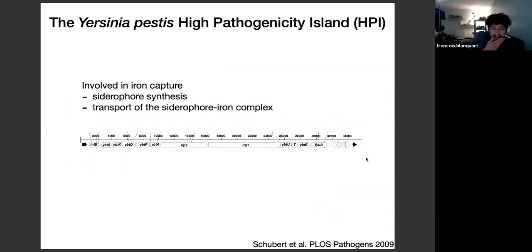So here we wanted to investigate that a bit further, and we focused on one specific virulence gene, which is actually an island, so a group of genes, the Yersinia pestis high pathogenicity island. We focused on this one because it's relatively uncoupled from the phylogroup structure, so not totally, but relatively. And also it increased in frequency, at least in France in recent years, as I will show afterwards. This is a piece of several genes forming about 34,000 bases, and it's involved in iron capture, so it synthesizes siderophores, so molecules that bind to iron, and also enables the transport of the siderophore iron complex into the bacterial cells.